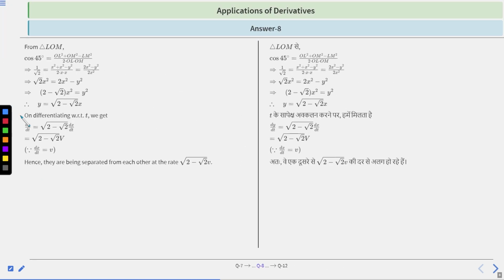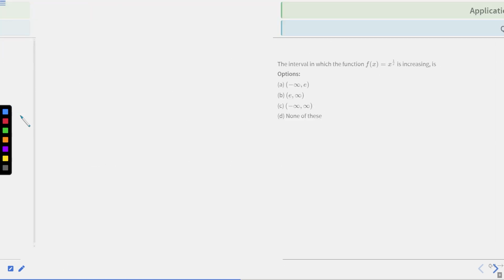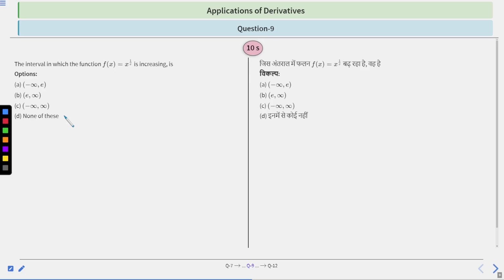So let's move to the next question, question number 9, which says: the interval in which the function f(x) equal to x to the power 1 by x is increasing is. Clear? So we have to find the interval in which f(x) equal to x to the power 1 by x is increasing.